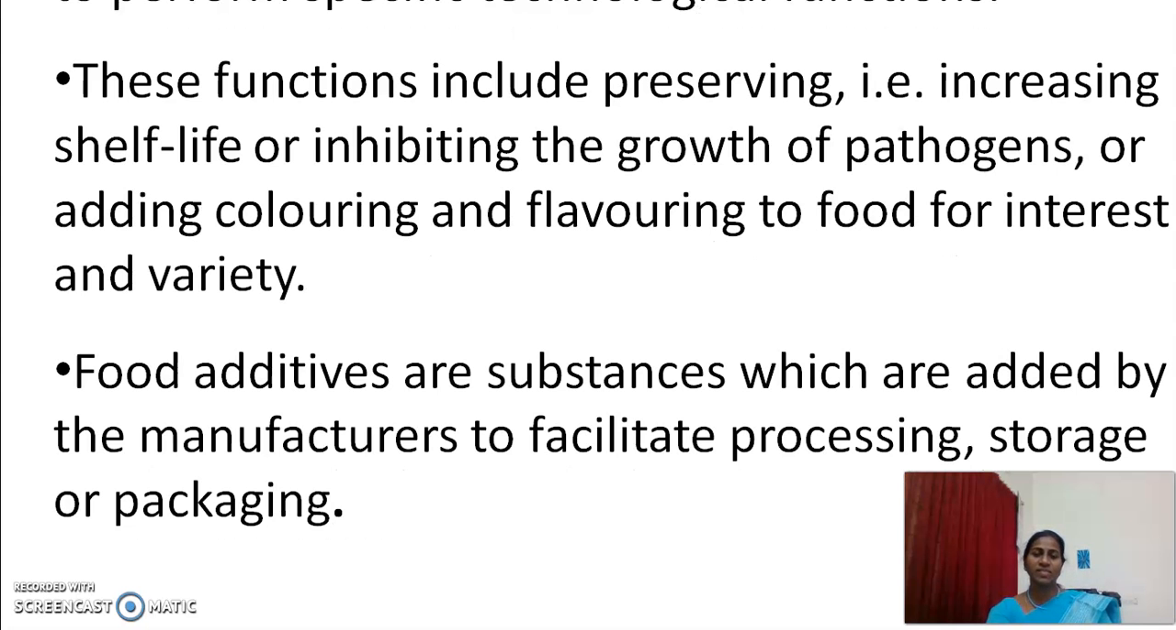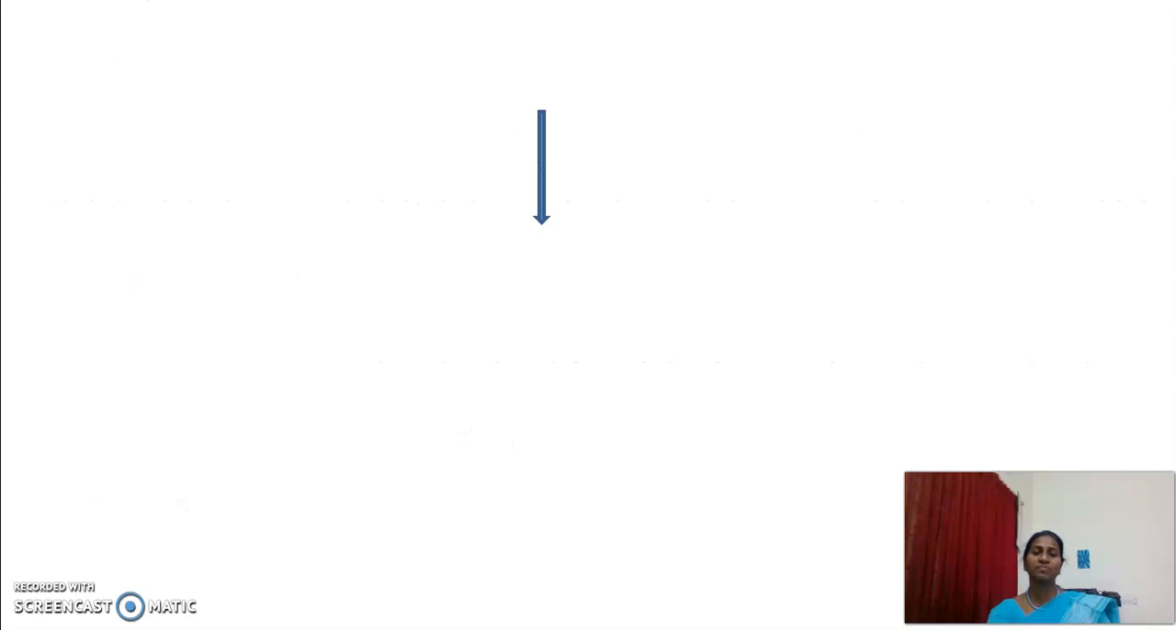What are food additives? Food additives are substances added to products to perform specific technological functions. These functions include preserving, that is increasing shelf life or inhibiting the growth of pathogens, or adding coloring and flavoring to food for interest and variety. Food additives are substances which are added by the manufacturers to facilitate processing, storage, or packaging.